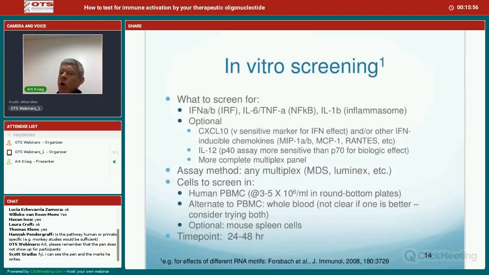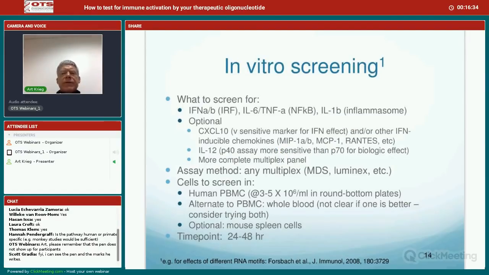Now, there's nothing wrong with including additional factors in the screen. One of my favorites is CXCL10. That's a really sensitive marker for interferon effect. And in fact, in vivo, CXCL10 is much more sensitive to detect TLR activation than interferon alpha itself is. The interferons don't seem to be in the circulation nearly as much as CXCL10 and some of the other interferon-inducible chemokines. IL-12, very popular factor to secrete for, very powerful biological factor.